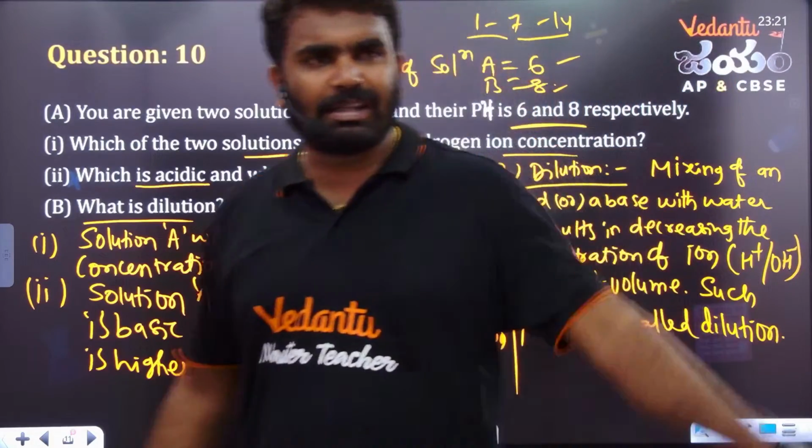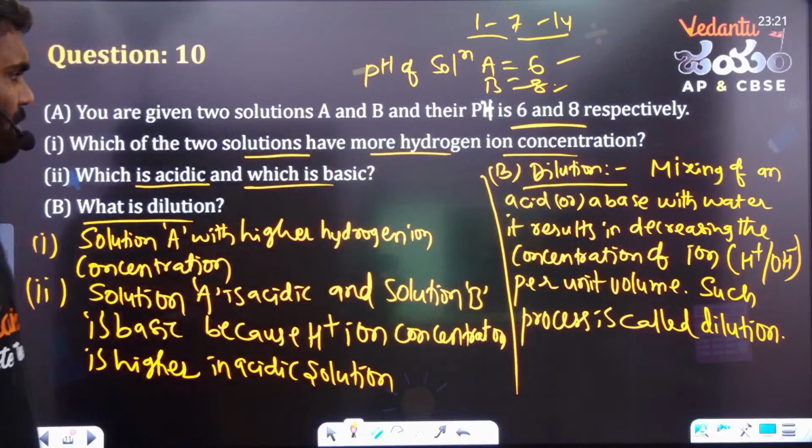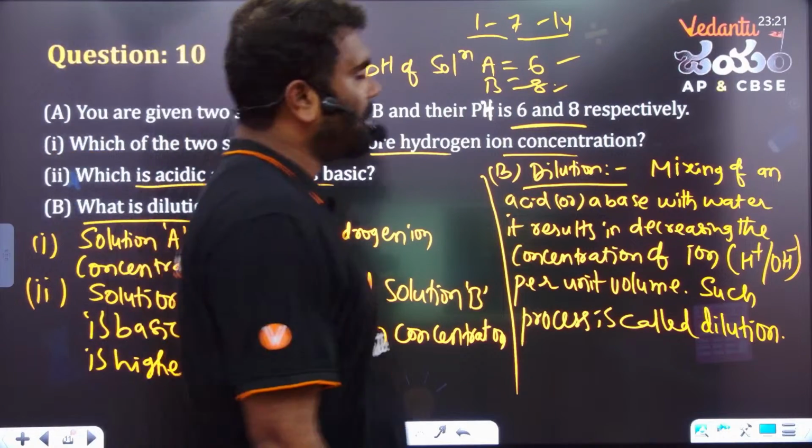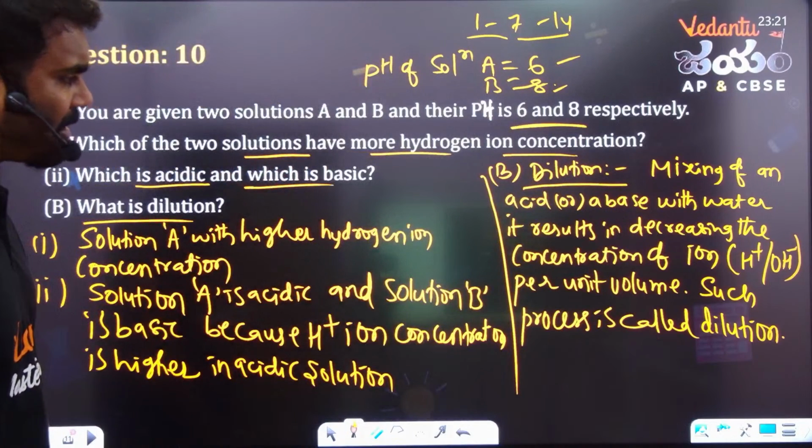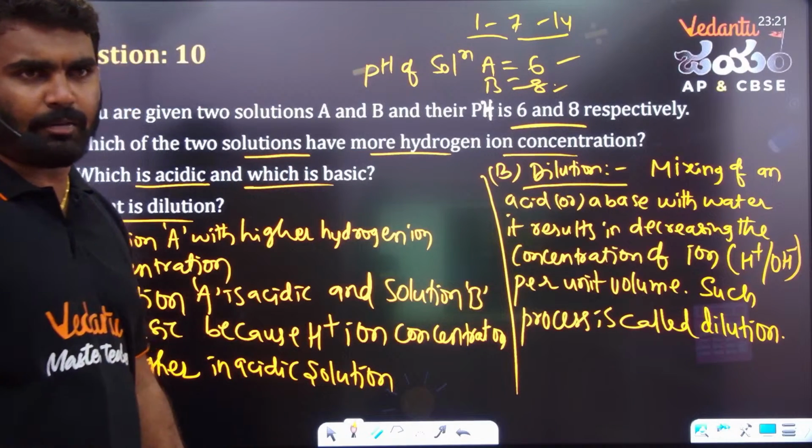So this is the answer. Dilution is the mixing of an acid or base with water, which results in decreasing the concentration of ions like H plus or OH minus per unit volume. Such a process is called dilution.